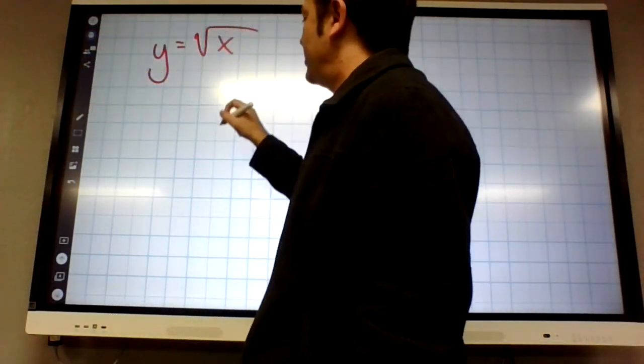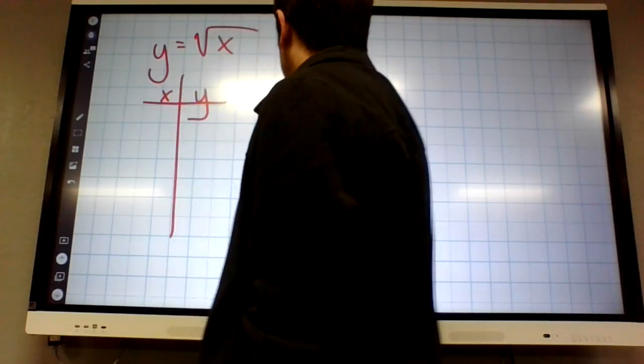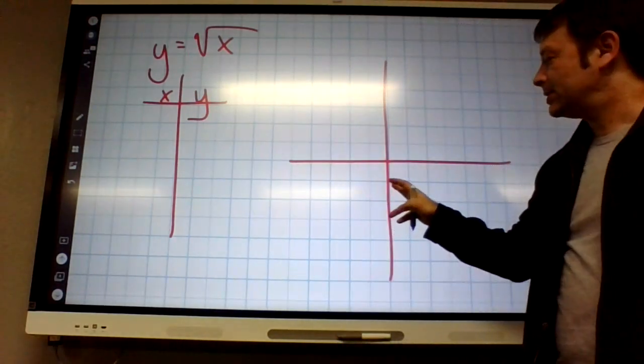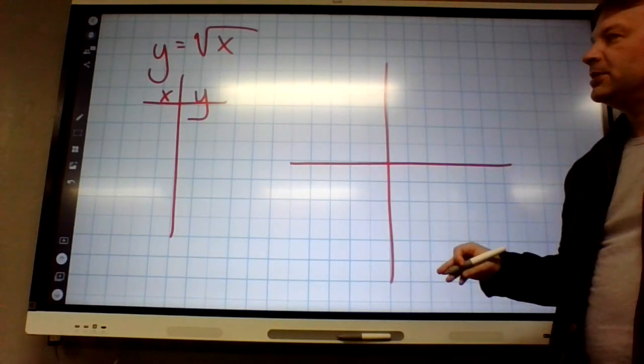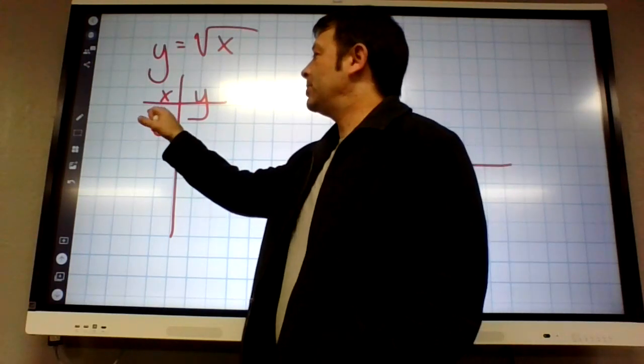So if we don't know what a graph looks like, how do we figure out what the graph should look like? What have we done? Plug in x values, right? So what might be some good x values for me to plug in? 0, 1, 2.